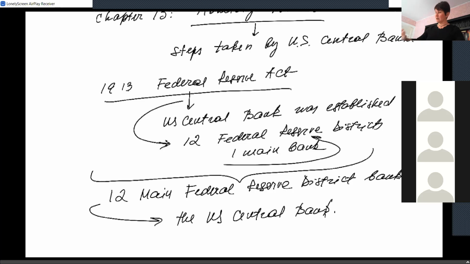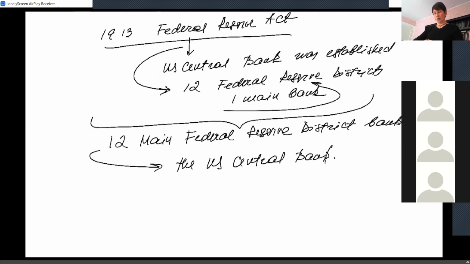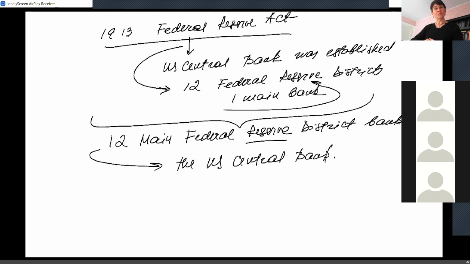Okay, right? So the entire nation, all states were broken into districts, Federal Reserve Districts. Federal because it's a federal system. Reserves, the system was based on reserves, required reserves and excess reserves. Okay? So to cut the long name short, the US Central Bank, commonly now, is called the Fed. And that's how we're going to call it.